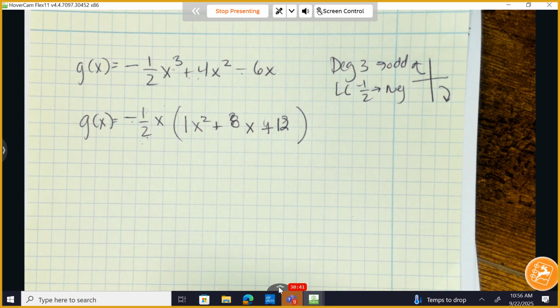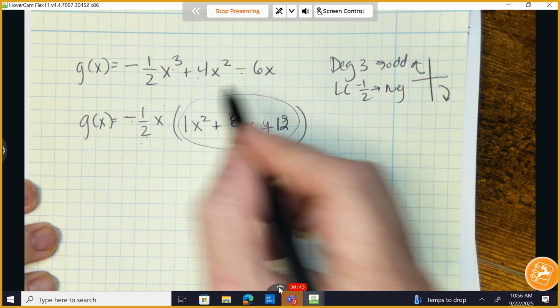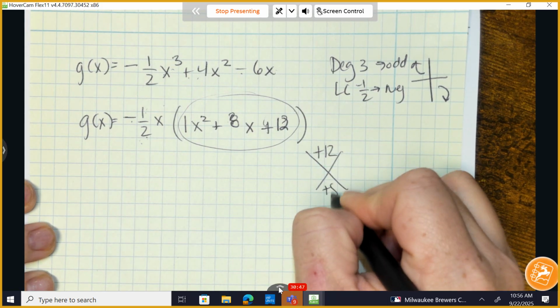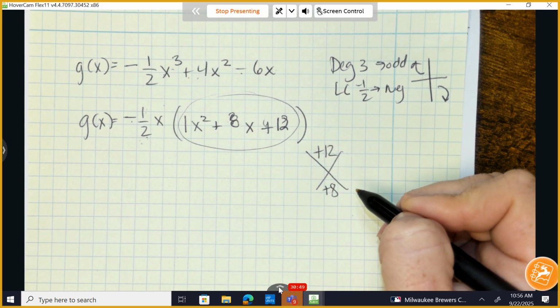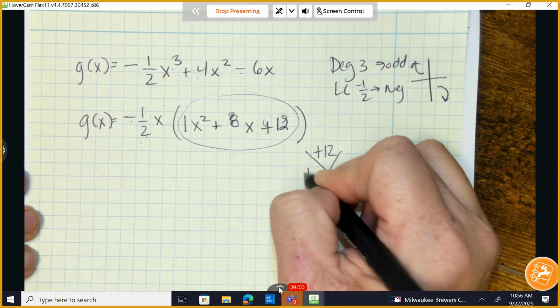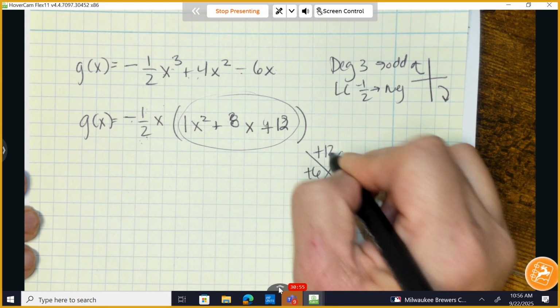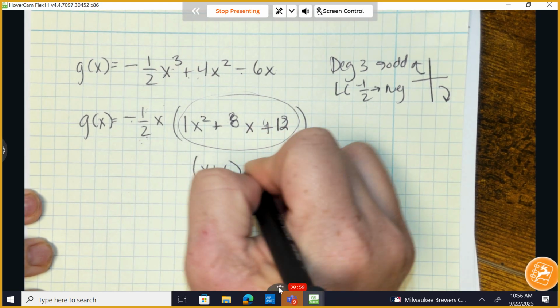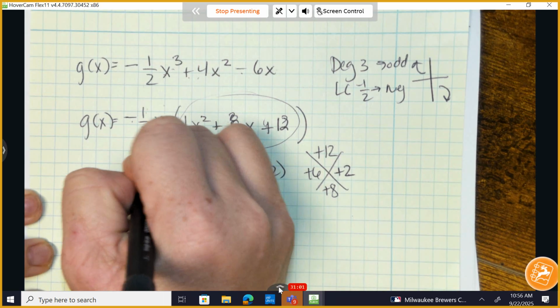Okay, now I'm going to quickly factor this. What multiplies to equal 12 and combines to give us 8? Anybody want to shout it out? 6 and 2. 6 times 2 is 12. 6 plus 2 is 8. So this is x plus 6 and x plus 2.